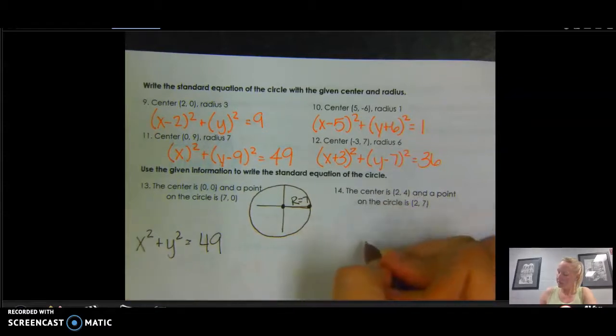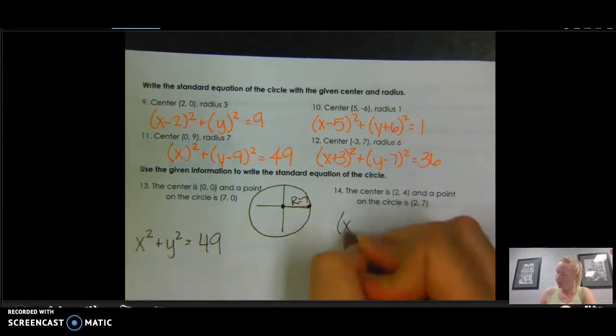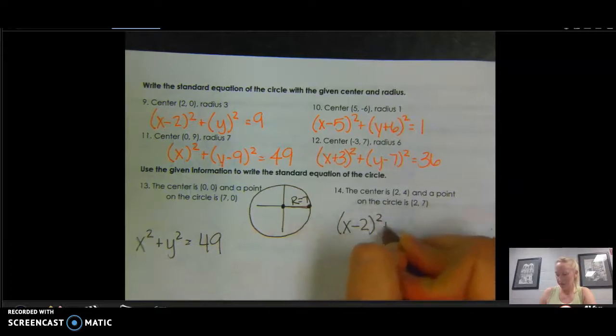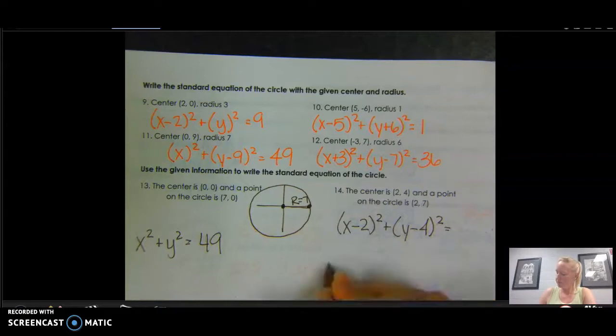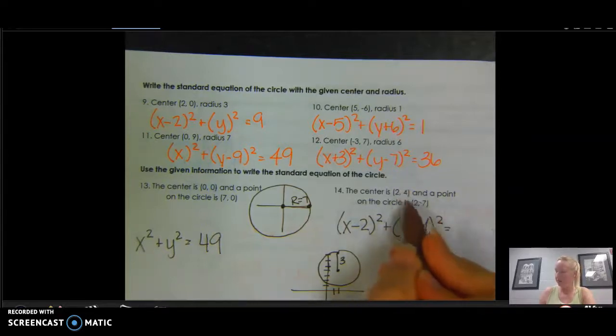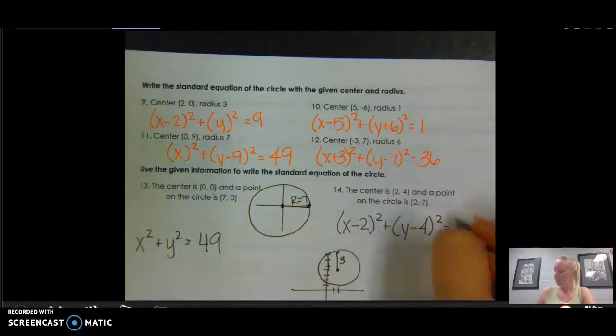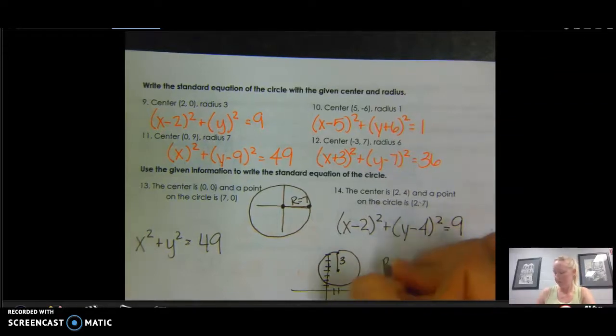Center of the circle is at 2, 4, so that would give me x minus 2 squared plus y minus 4 squared equals, if I do a quick sketch, over 2, up 1, 2, 3, 4, and then over 2, 5, 6, 7. So that means that my circle goes like this. This is my radius, and that was an additional 3, going from 4 to 7. So that would be 3 squared, which is 9.